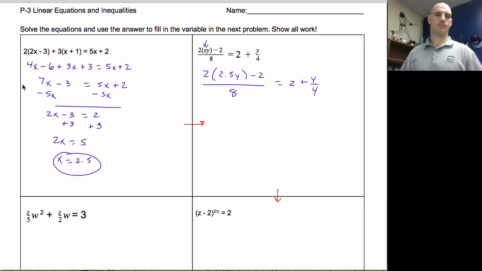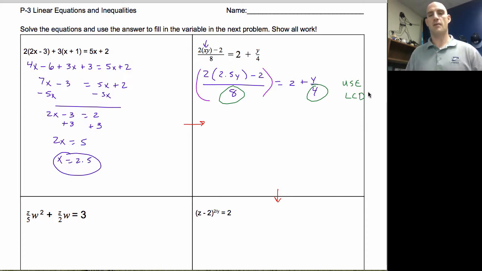Okay, so the key for this one is I have denominators, so I'm going to use LCD, the least common denominator, to multiply. I'm going to suggest this. The least common denominator is equal to 8, so I'm going to multiply both sides by 8 to give myself 5y, so that would be 2 times 2.5 would be 5y minus 2. 8's cancel. This is going to be cancellation.